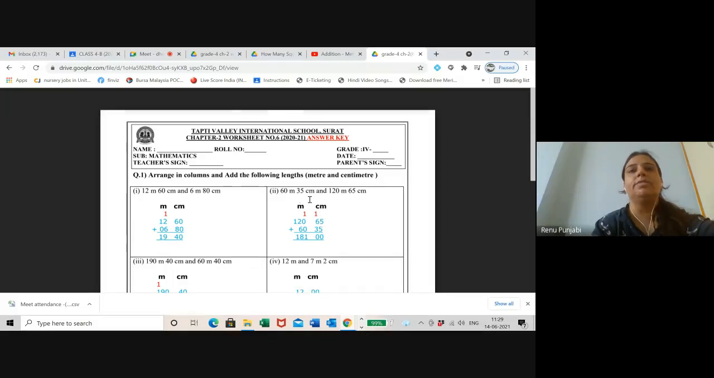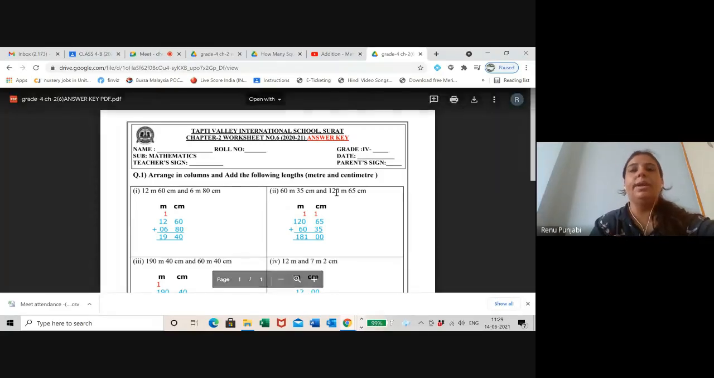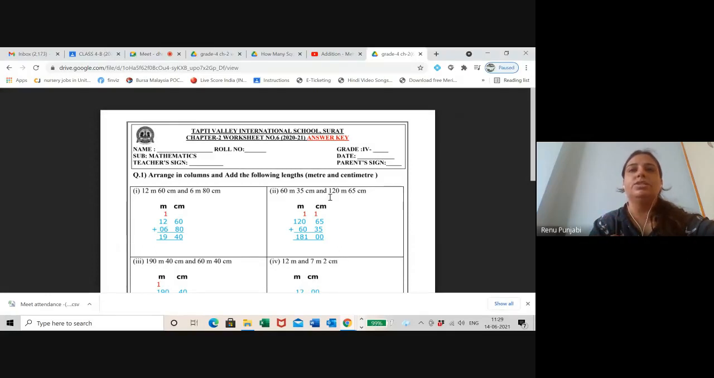60 meter, 35 centimeters, and 120 meters, 65 centimeter. Now you are wondering why ma'am has written 120 first. But in addition, there is no difference. If you write 60 first, no problem. But it will be easy for you to add them properly if you write the bigger number first. 120 has 3 digits in the meters. So you write 120 meter, and along with 120 meter is 65 centimeters. So 65 will go in the centimeters.